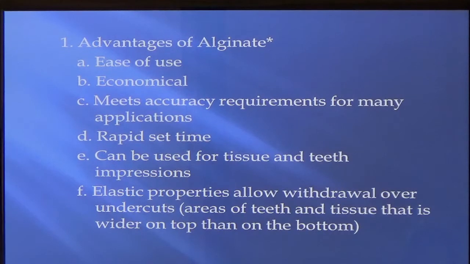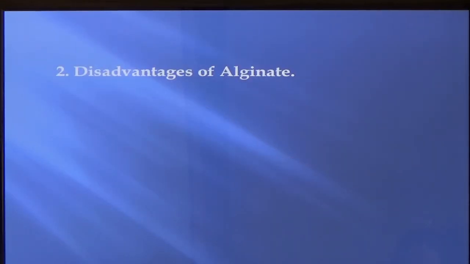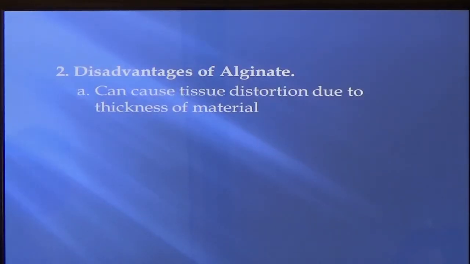Elastic properties allow withdrawal over undercuts, areas of the teeth that are wider on the top than on the bottom. So sometimes you have teeth that you have a bridge, and if you use another material, it's going to go underneath the bridge, and you try to pull it out, and you're not going to be able to take it out because it's a very rigid material, and you try to pull it, you're going to pull that bridge out. So sometimes it's good for that. The disadvantage is that it can cause tissue distortion due to the thickness.